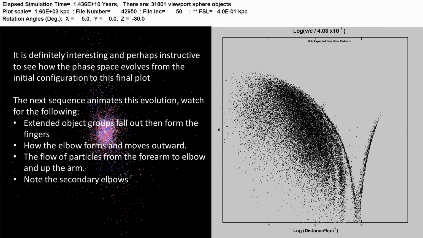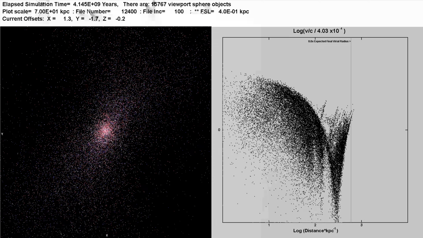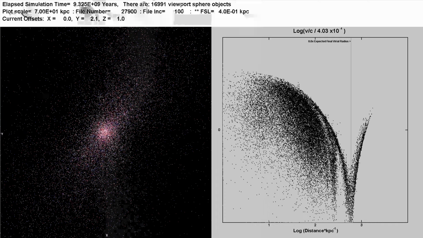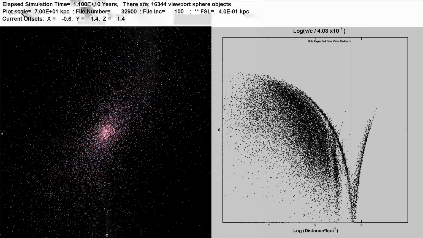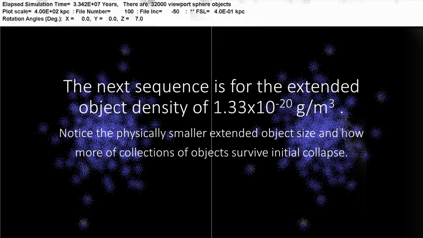Watch during this sequence for how the extended objects fall in groups and then form the fingers of the plot. Also how the elbow forms and moves outward in time. The flow of particles from the forearm to the elbow and up the arm is also illustrated. And also note that there are secondary elbows. Let's now watch the next simulation collapse scenario.